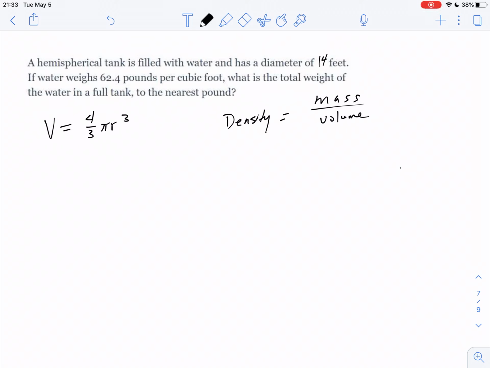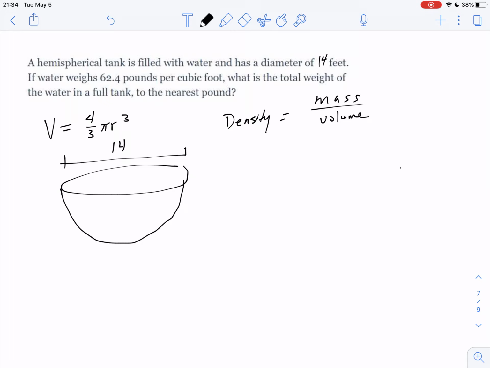Density can be thought of as the amount of stuff in a ratio with the amount of space it occupies, or more formally, the ratio of mass to volume. In this problem, we're given a hemispherical tank filled with water, and the tank has a diameter of 14 feet. So we're looking at a massive bowl, and this is 14 feet wide.